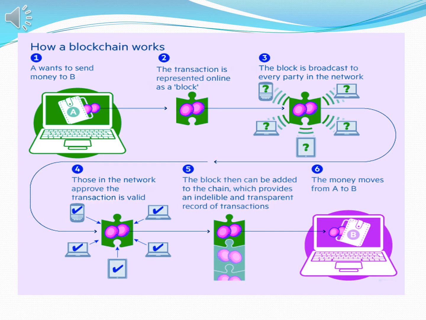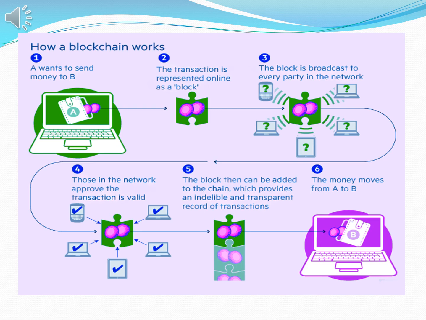How does a blockchain work? Number one step, if A wants to send money to B. Number two step, the transaction is represented online as a block. So one transaction from A to B is like one block. The block is broadcast to every party in the network. Like I explained to you, it will create copies for everyone who is in that same network.